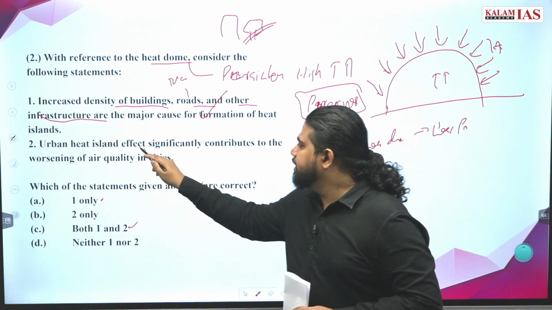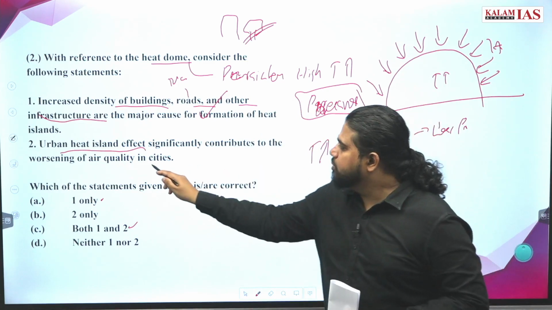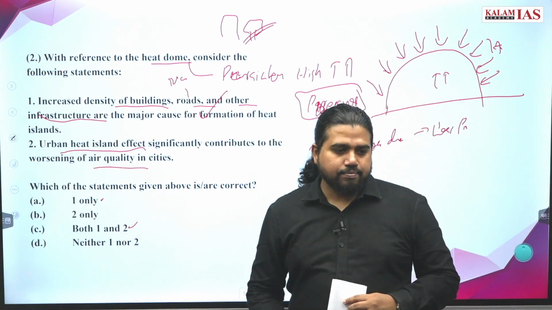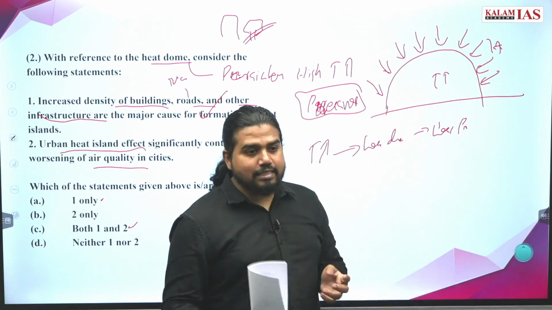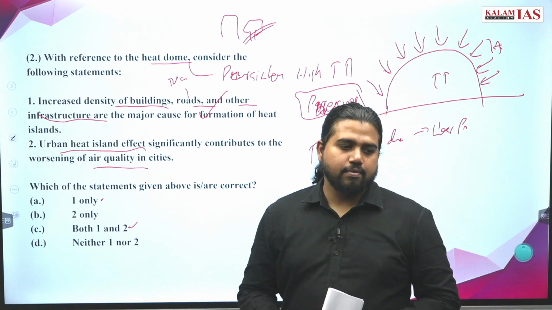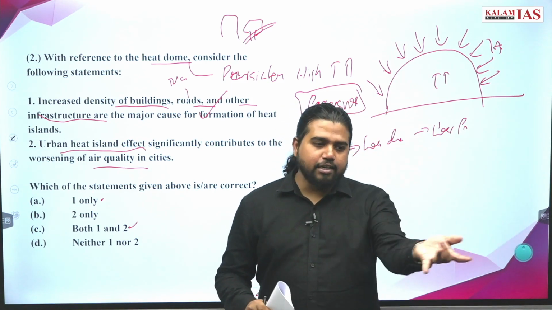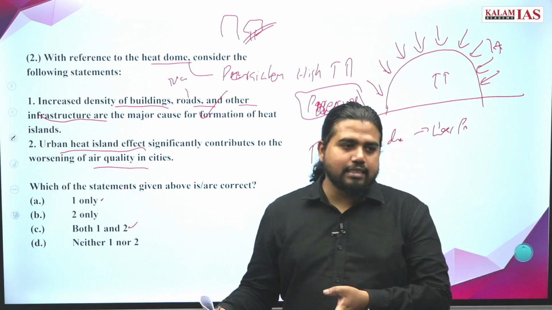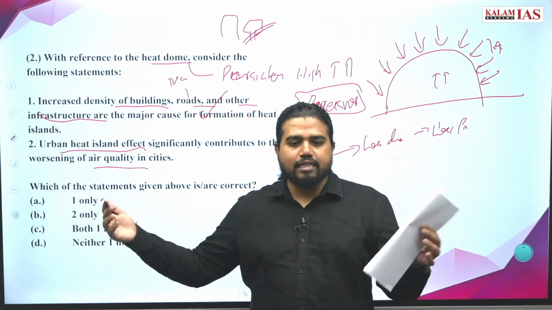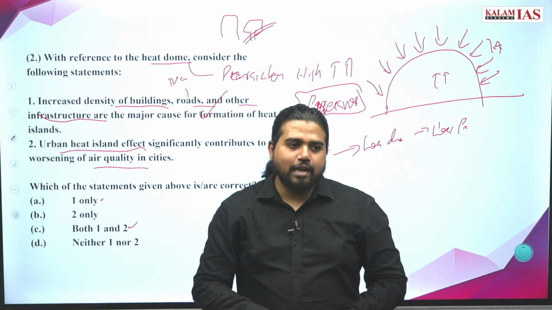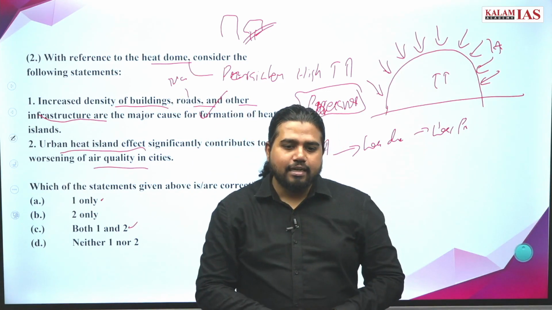Urban heat island effect significantly contributes to worsening of air quality. How can you relate air quality and this? One example is Delhi air pollution. Why is it severe in winters? One reason is stubble burning from neighboring states. The other reason is that during winters, wind from all the other places will come and subside in Delhi. So a high pressure system is developed over Delhi.